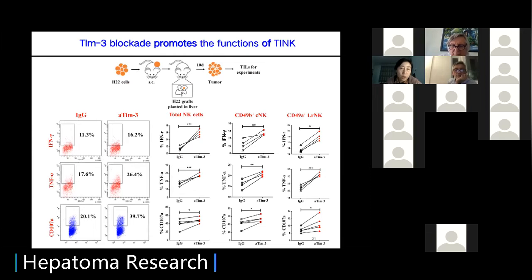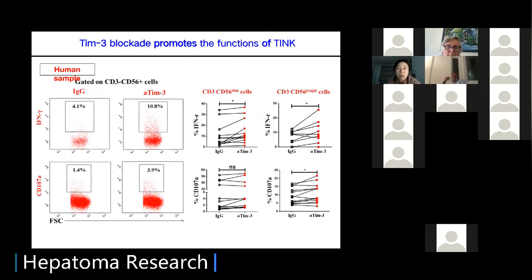Then we moved to the tumor mouse model with HCC, and we isolated the NK cells from the tumor and blocked TIM3 with blocking antibodies. As you see here, when you block TIM3, the NK cell functions are increased, both for the total NK, the CNK, and the liver resident NK cells. Also, we confirmed our data with the human samples, using a human antibody against TIM3.